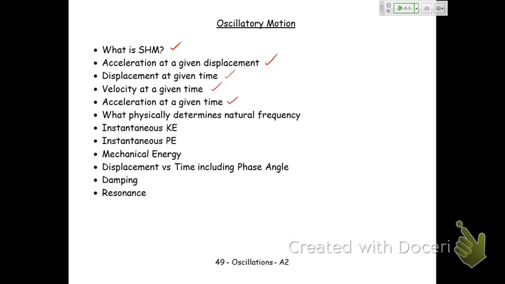Then we say, well, gee, I wonder what determines why some things oscillate at a high frequency and some things oscillate at a low frequency. So we'll find out what matters and what doesn't matter. And then we're going to do some more playing. All of this so far has been really important. And then this next part is a smidge less important.